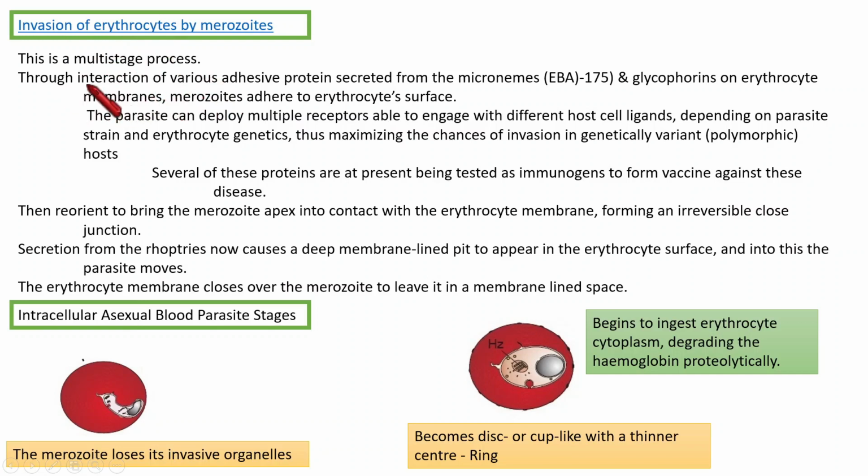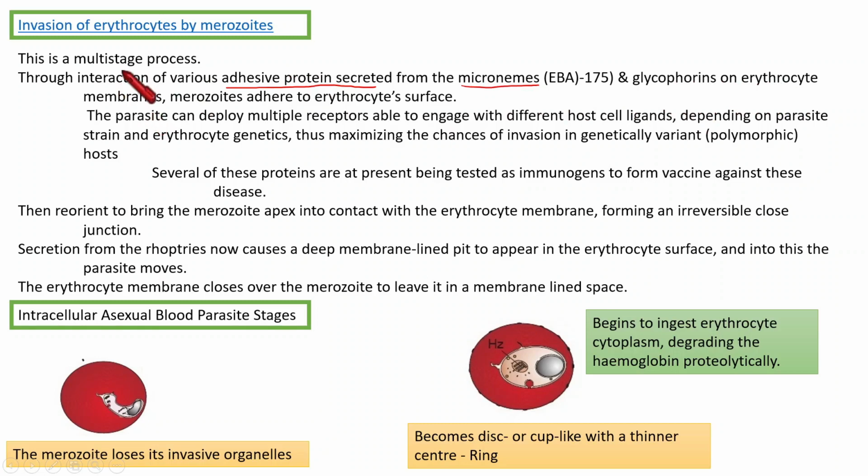For that, first an interaction is required. Interaction between some adhesive protein that is secreted from the micronemes. Micronemes are secretory granules that we have seen in the former slide along with the rhoptries. So these micronemes secrete some adhesive protein. It makes an interaction with the glycophorins that are present on the erythrocyte membrane.